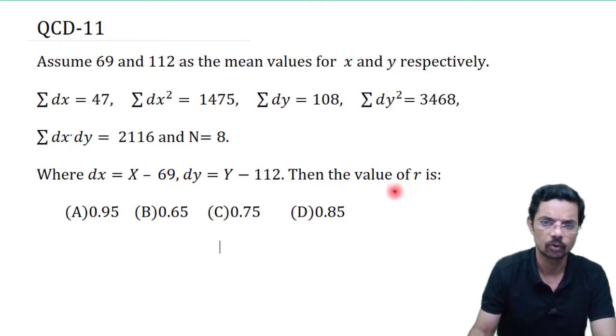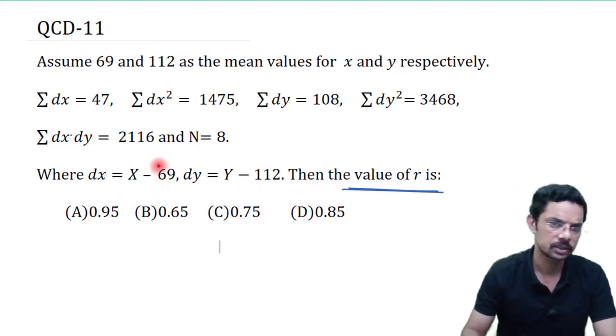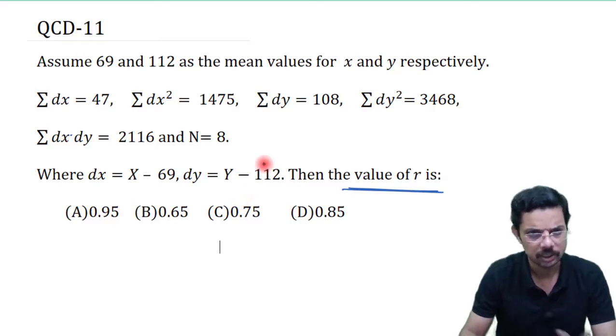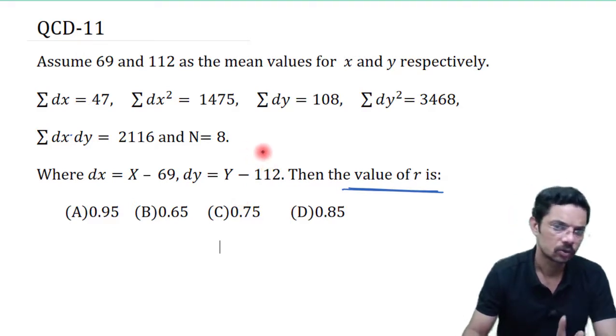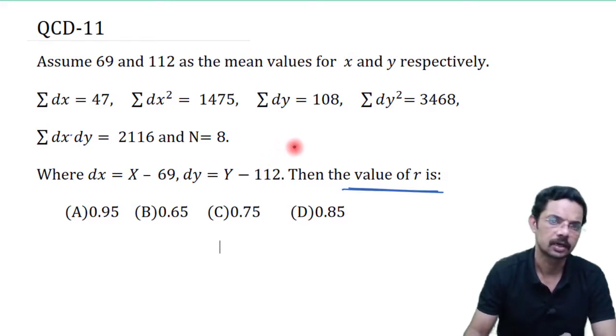Here we are talking about correlation coefficient. We need to find the value of correlation coefficient r. Correlation coefficient is not affected by change in origin. Here, from every observation of x, 69 has been subtracted, and from every observation of y, 112 has been subtracted. So actually it doesn't make any difference to the covariance or the correlation coefficient.